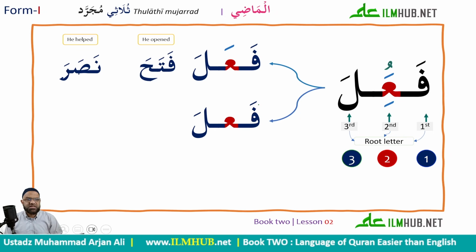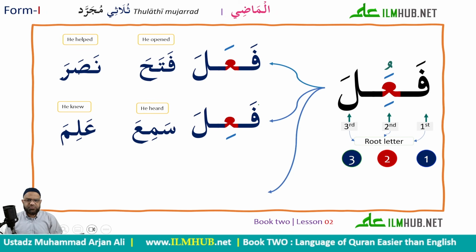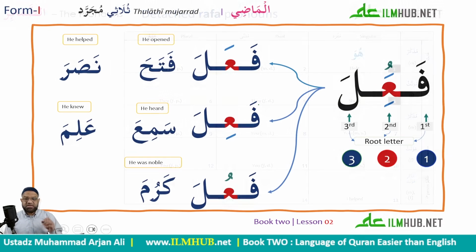The second possibility, we can have fa'ila. So we have sami'a, he heard. Alima, he knew. So sami'a and alima, they follow the fa'ila scale. Then we have the third possibility where the middle root letter takes a pesh or dhamma. We have fa'ula, and of course is karuma. So these are the three possible scales. Middle root letter being the variation. So fa'ala, fa'ila, fa'ula. All past tense verbs for form 1 will conform to one of these three scales, and it is from there that we will conjugate.